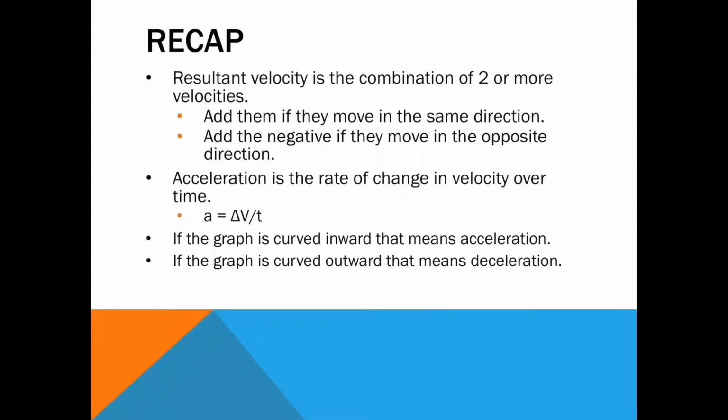So let's do a recap. The resultant velocity is the combination of two or more velocities. You add them together if they're moving in the same direction, and you add the negative if they're moving in opposite directions. Acceleration is the rate of change in velocity over time. The equation is A equals the change in velocity divided by time. If a graph is curved inward towards the x-axis, that means acceleration. If a graph is curved outward towards the y-axis, that also means acceleration.